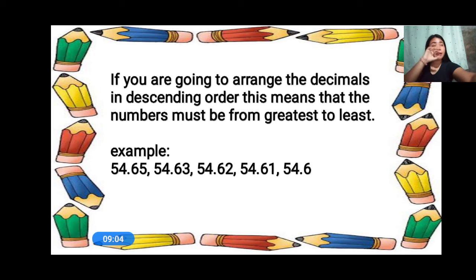We only have two arrangements, ascending and descending. If it is ascending, meaning it is increasing, the order is from least to greatest. If it is descending, it is decreasing, meaning the order is from greatest to least. Remember that if we are going to compare numbers, we use symbols such as greater than, less than, and equals. If we are going to arrange decimals, it's either ascending or descending.